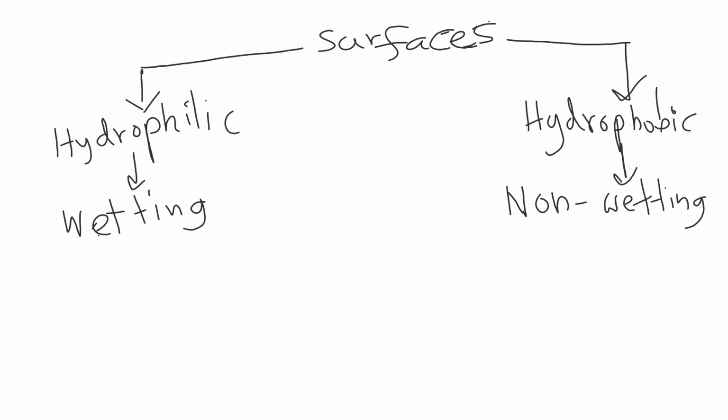Hello. So yes, this is about wetting and non-wetting of a surface. Hydrophilic means the liquid wets, especially not just any liquid, it's water. Water wets the surface. Hydrophobic means it doesn't wet the surface.